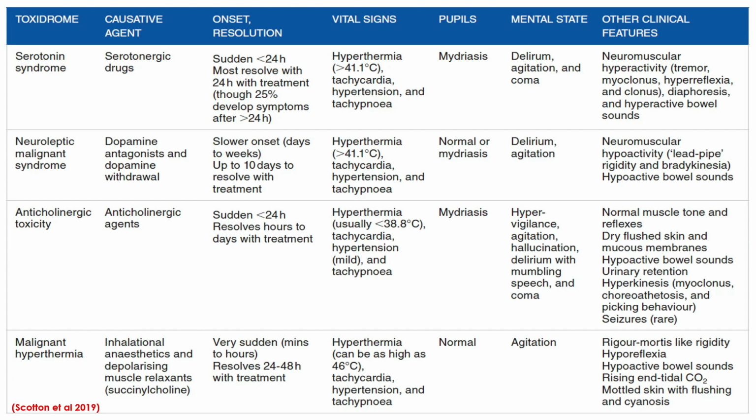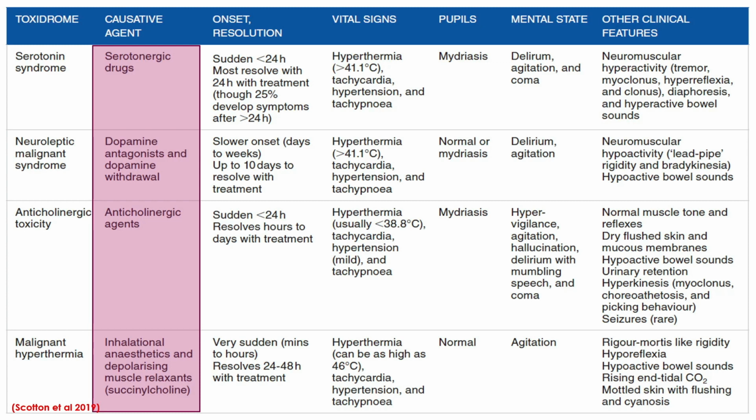First one is serotonin syndrome. Second one, neuroleptic malignant syndrome. Third one is anticholinergic toxicity. And finally, the malignant hyperthermia. And if you look at the first column, the causative agent for serotonin syndrome is, of course, serotonergic drugs. For neuroleptic malignant syndrome, that is antipsychotics. Anticholinergic toxicity, the anticholinergic drugs. Malignant hyperthermia, which occurs immediately after inhalation of anesthetic drugs and muscle relaxants such as succinylcholine.